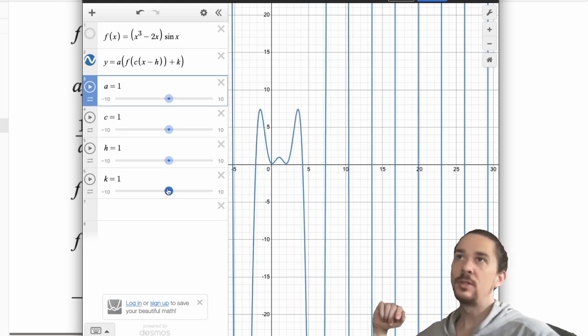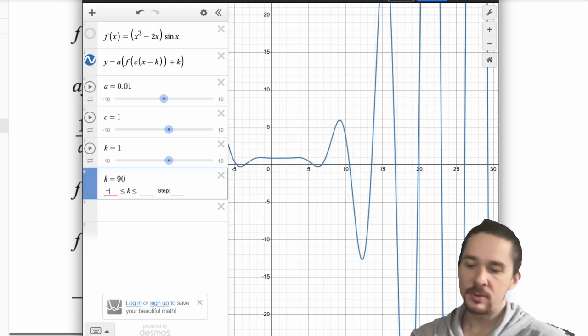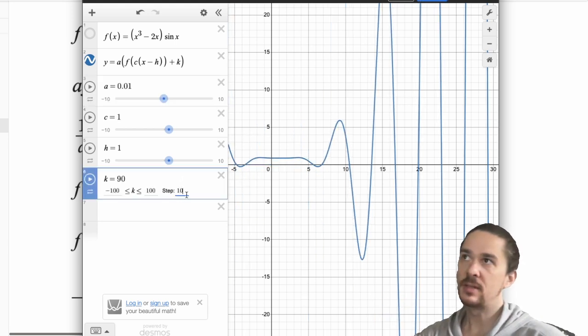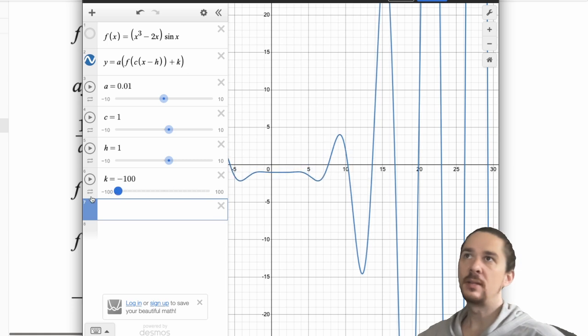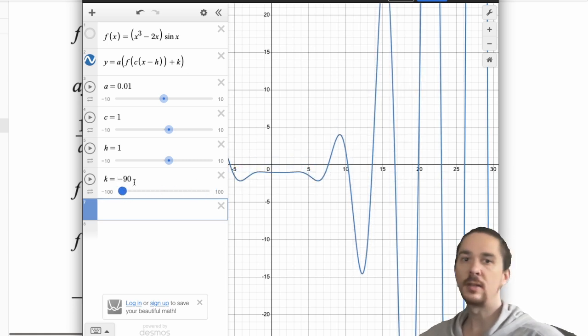Then we have k, which is our vertical translation. So by moving k, I'm going to make a be 0.01. And I'm going to move k between negative 100 and 100 with a step of 10. And so here we can see, we can move it down, we can move it up. Whichever way k goes, positive or negative, is the direction that the function moves.